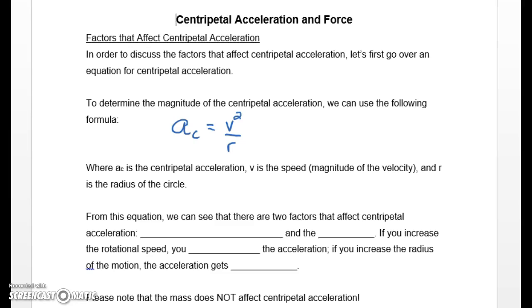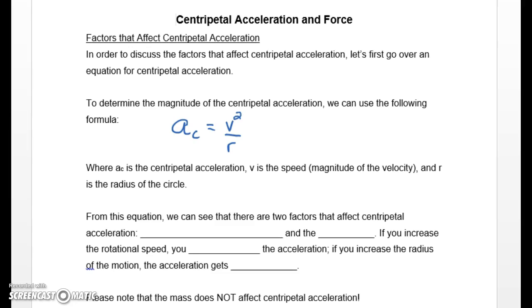a_c stands for the centripetal acceleration, and remember your units for acceleration in these cases should be meters per second squared. v is the speed, or if you're given velocity, it should be the magnitude or the size. Your units there will be meters per second, and r stands for your radius of the circle, which should be in meters.